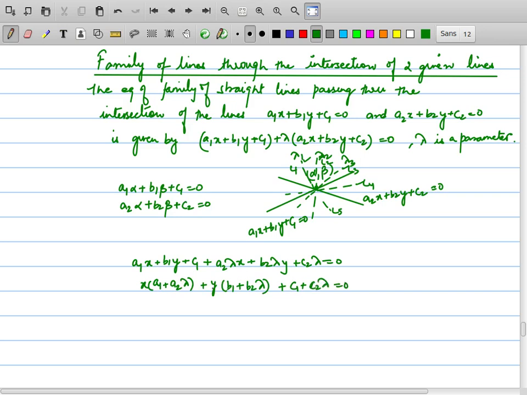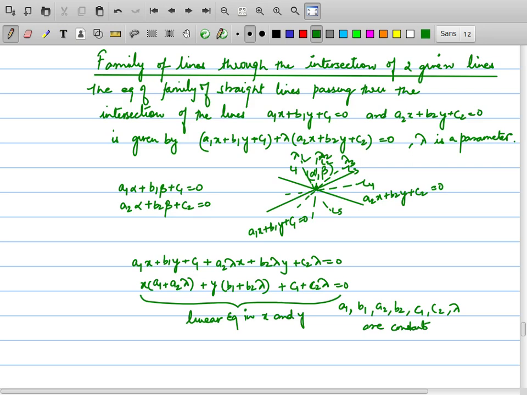Now a1, a2, b1, b2, c1, c2 and lambda are all constants. Therefore we find that this is what? This is a linear equation in x and y. And all the linear equations in x and y represent what? They represent straight lines. Therefore this equation is definitely representing a straight line.